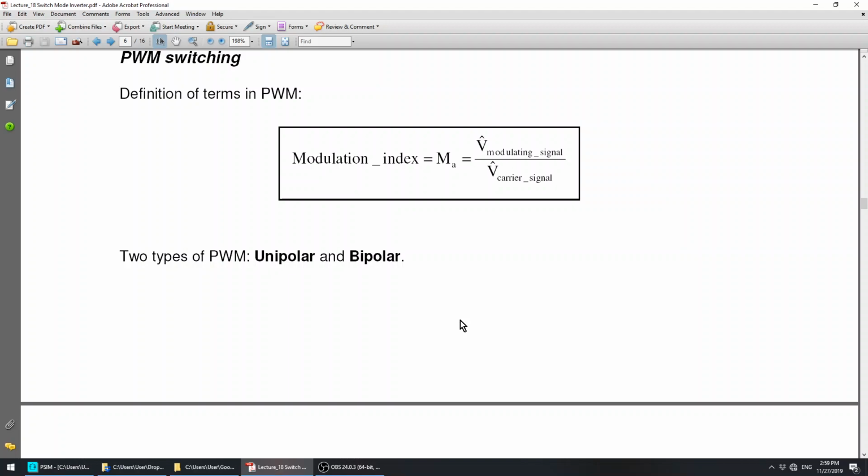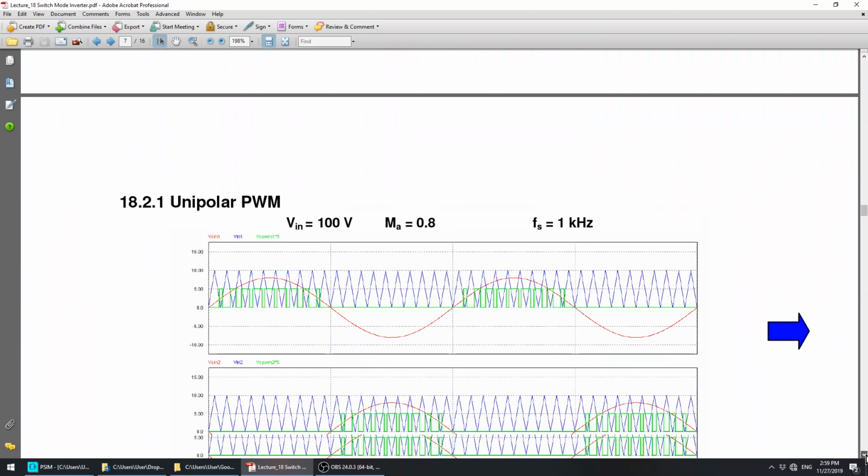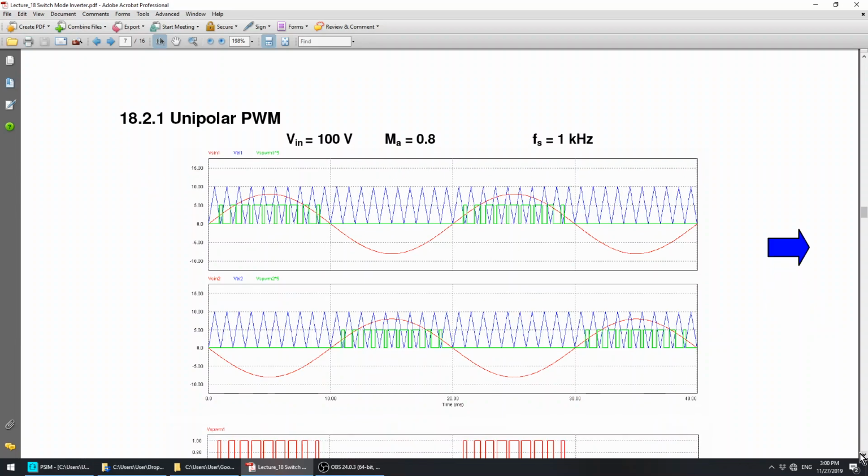And now we're going to discuss two types of SPWM control. The first one, unipolar, which we have discussed just now, whereby you need two comparators, and the modulating signal of the second comparator will be the inverted version or the mirror image of the first modulating signal. That is for unipolar PWM.